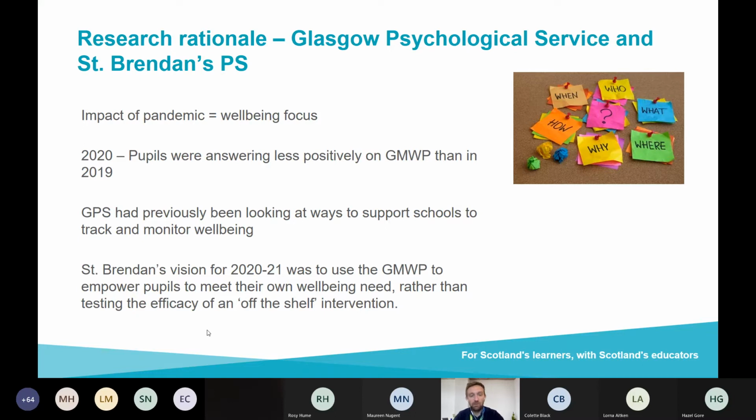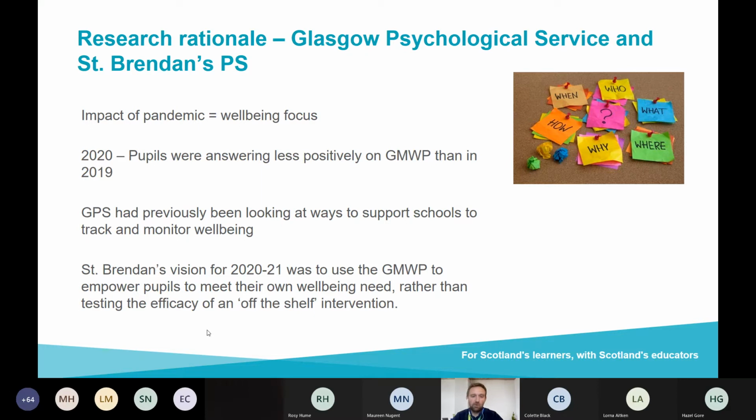little bit about some research that was ongoing over the 2020 to 2021 session. And really this piece of research was focused on the return to school phase, so that's August to December 2020. The rationale for the research was that we, as a service and across Glasgow, had a pretty big hunch that the impact of the pandemic was going to lead to a pretty significant focus on well-being, as I'm sure it was across all local authorities.